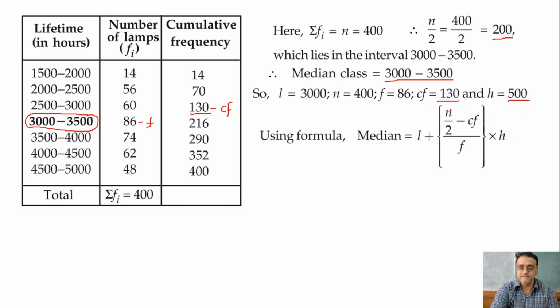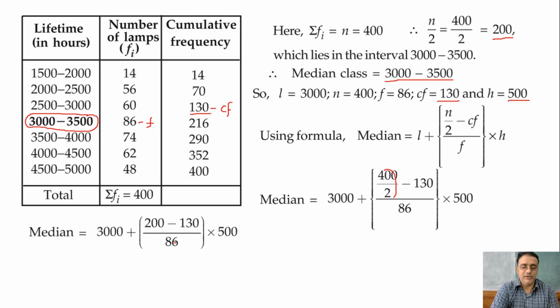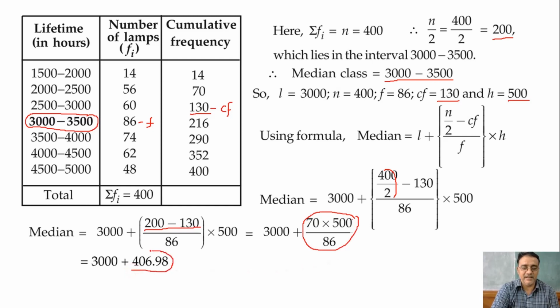Now substitute. L 3000, N by 2 direct 200 likh sakte hai. Okay, otherwise you can write 400 by 2 minus 130 upon 86 into 500. So this will become 200 minus 130 upon 86. So this will become 70 in the next step. 70 into 500 divided by 86. Jab ye poora calculate karoge to milega 406.98 approximately.